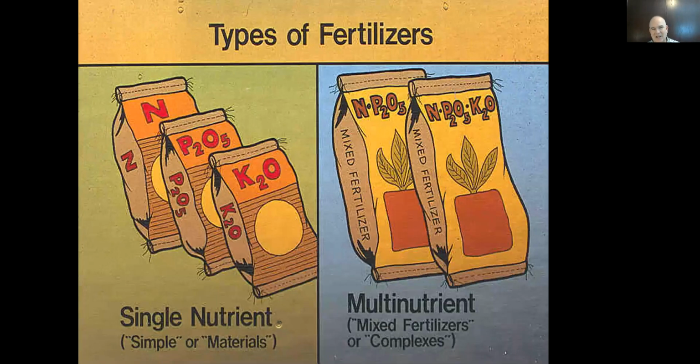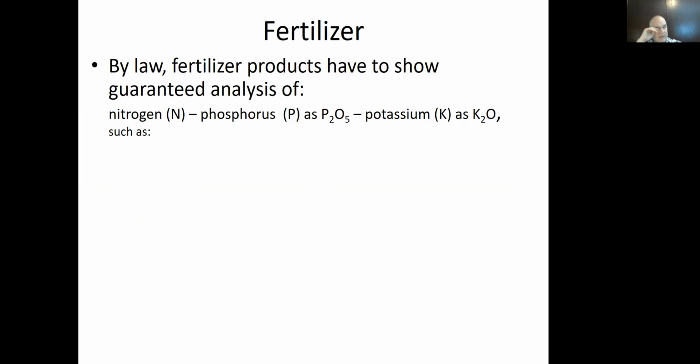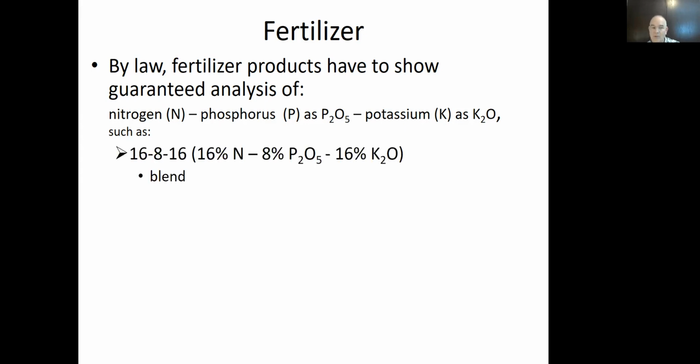Okay, let's talk about fertilizers for a minute. We get different kinds of fertilizers. By law, fertilizer products have to show the guaranteed analysis in this order: nitrogen first, followed by P2O5, as phosphorus is P2O5, and then potassium is K2O. So for example, a 16-8-16 is 16% nitrogen, 8% P2O5, 16% K2O, and that's probably a blend.